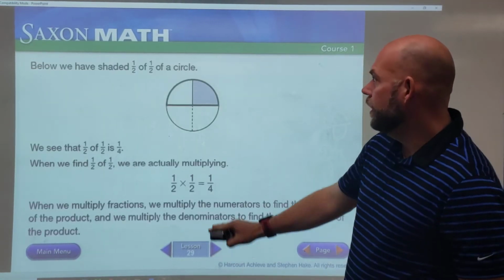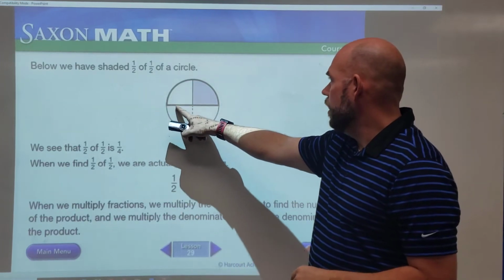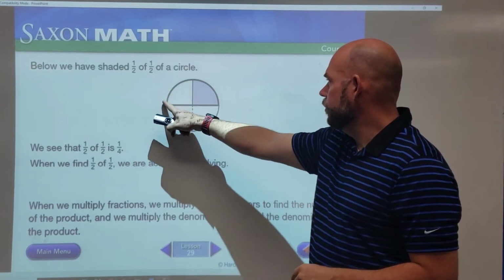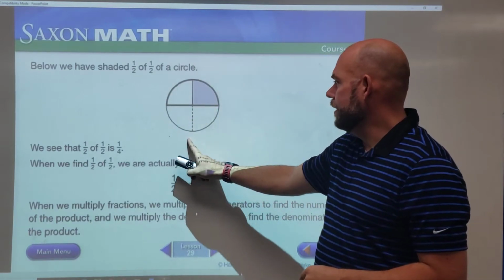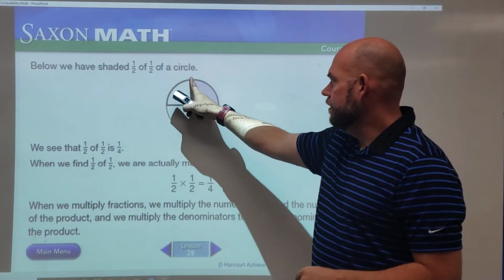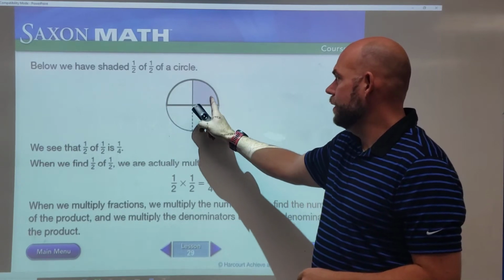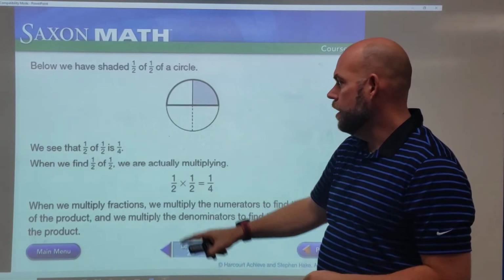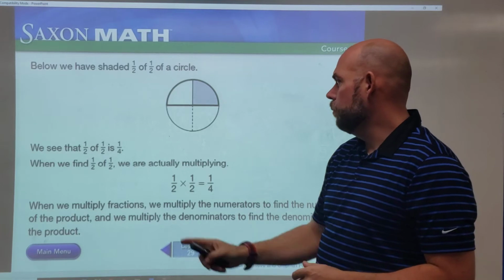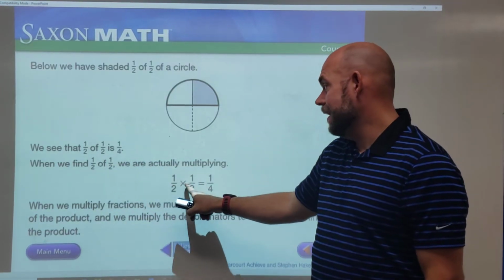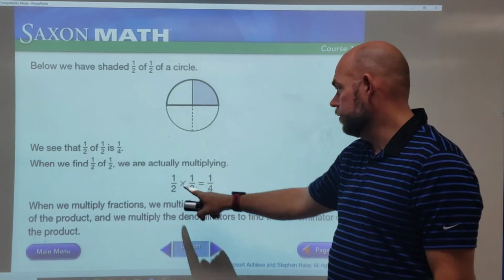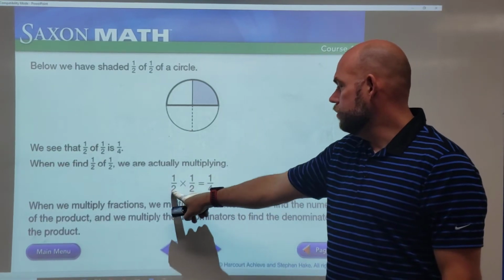All right, so here we see that we've shaded a circle 1/2 of 1/2. So we took 1/2 of the circle, that's this big bold thing, and then we split a line down the middle, that's why it has a dotted line, to find 1/2. So 1/2 of 1/2 is just this shaded area, which is 1/4. When we find 1/2 of 1/2, we're actually multiplying. We're doing 1/2 times 1/2, and that equals 1/4, because 1 times 1 is 1, and 2 times 2 is 4.